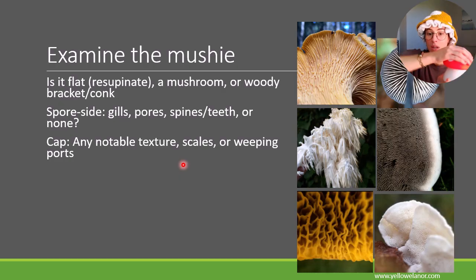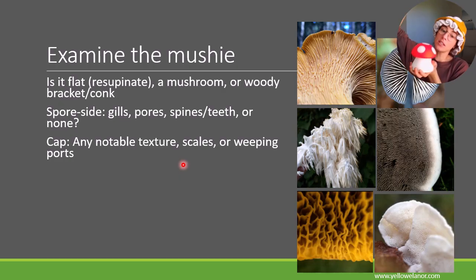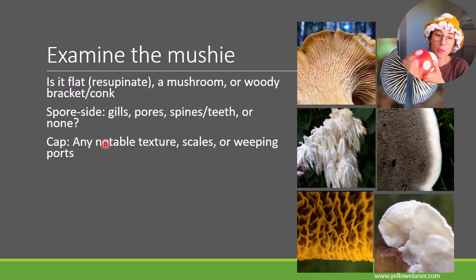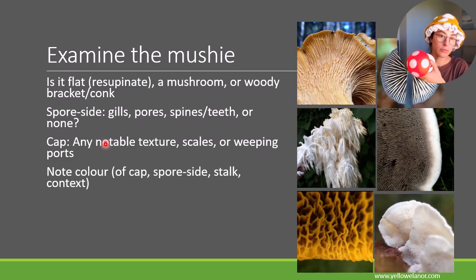And then the cap. So the cap is typically the part that faces the sky, okay? What are the notable textures, the colors, the patterns? Does it have any guttation or weeping points? Guttation is just a funny word for sweating. All right, so any type of notable texture, color, etc. Again, color is going to be important not only on the cap, but also on the underside, on the spore side, on the stalk.